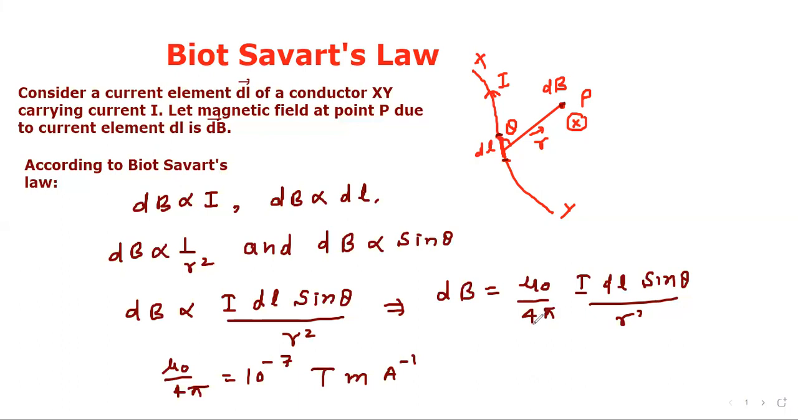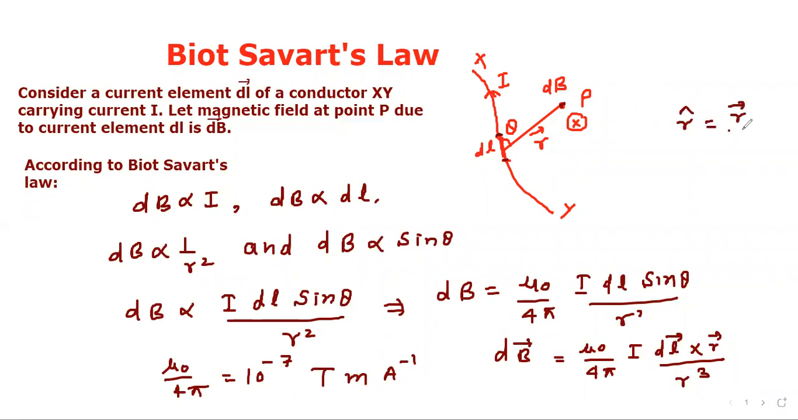Now, if we want to write the same relation in vector form, then we can write it as vector dB equal to mu naught upon 4 pi, then I dl cross vector R divided by R cube. Here, vector R cap is equal to vector R divided by modulus R, and that has made this R square into R cube.